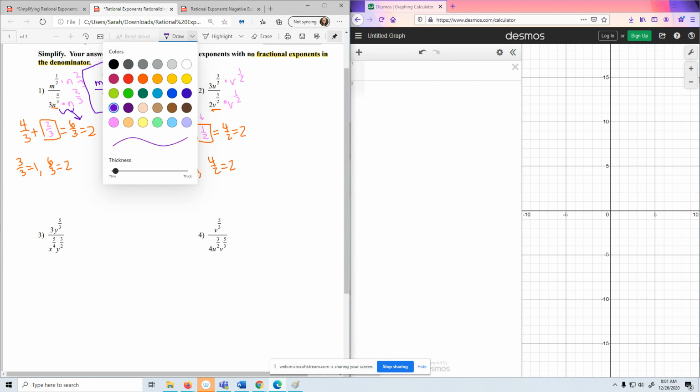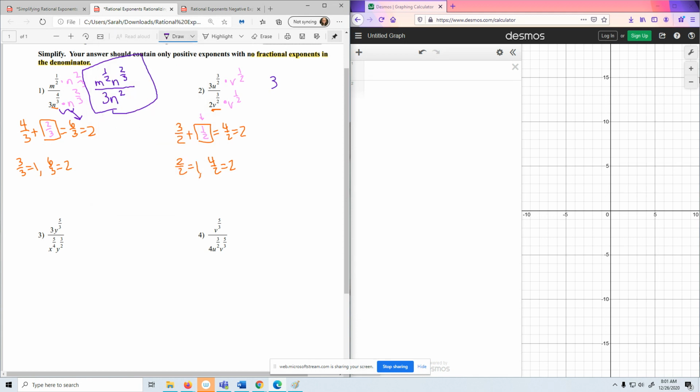Let's write our final answer. Up top, just kind of collect everything together. 3u to the 3/2, v to the 1/2. Denominator 2 stays the same. We know that when we combine these together, we get v squared. That was the whole point of doing this process. This right here is your final answer.